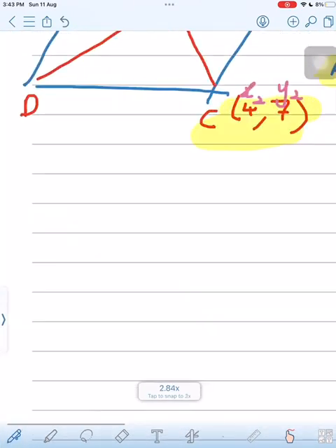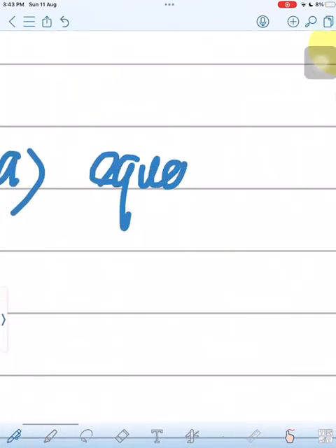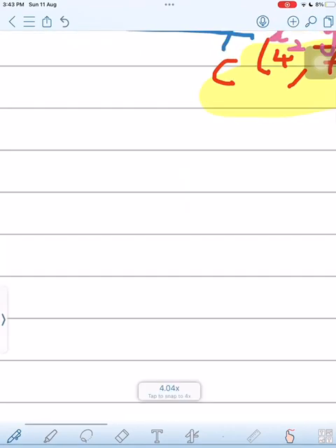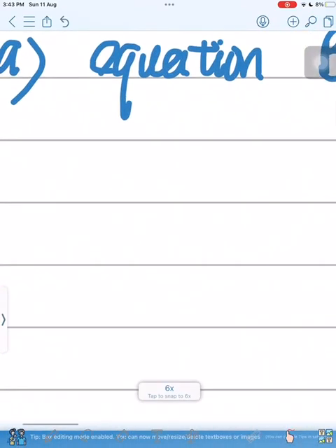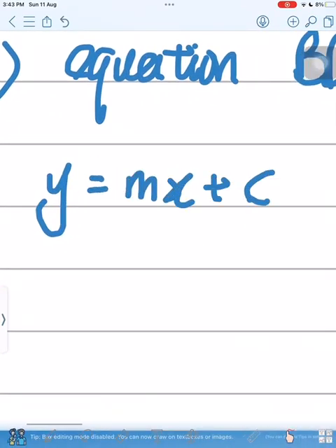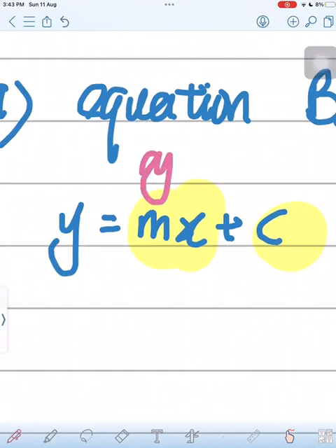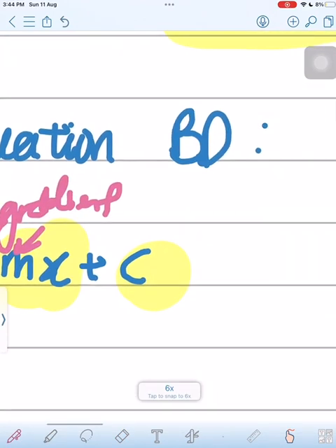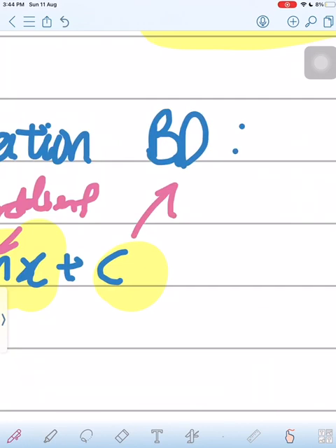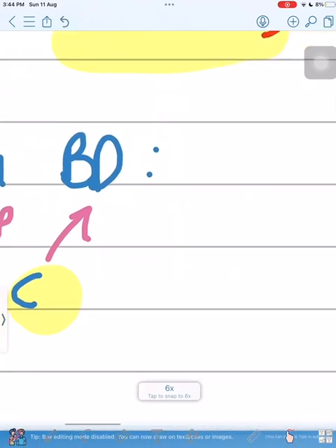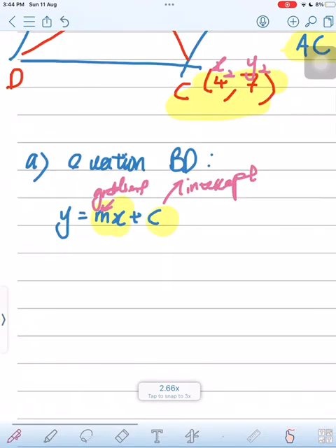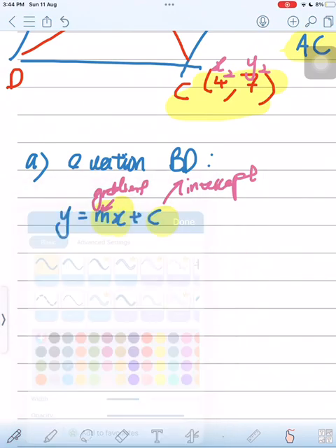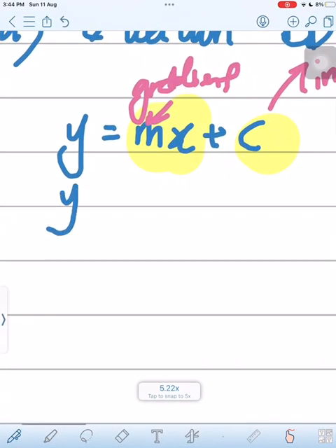Following that, we're going to solve for the equation of BD. The formula for this is y equals mx plus c, where m represents the gradient, and c represents the intercept. Now we're going to substitute in the values that we got.